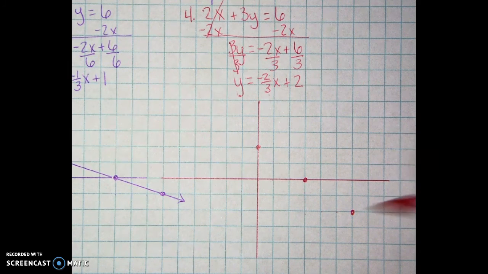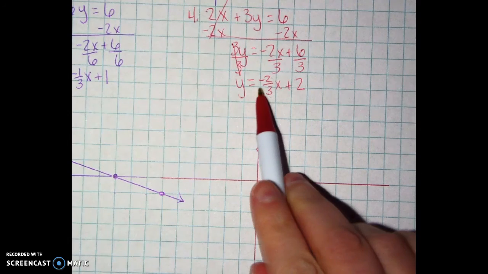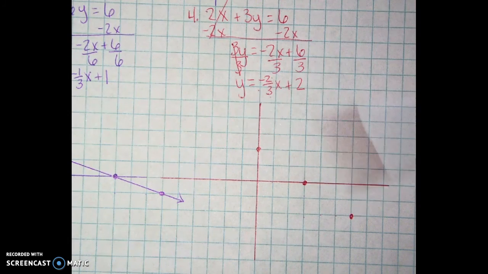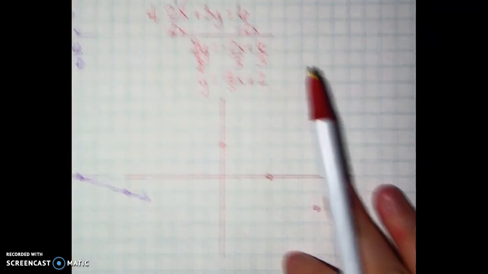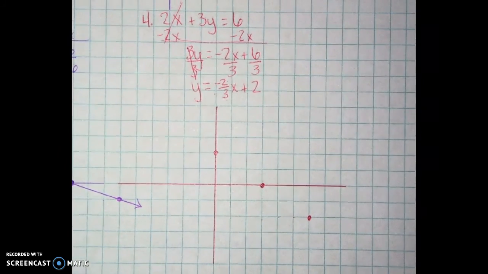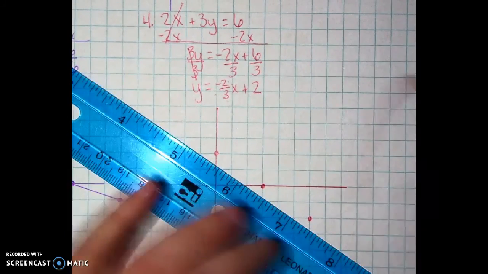And guys, just so you know, if it's a negative slope like this, it needs to go down towards the right. Number 1 had a positive slope, positive 2, so it goes up towards the right. So make sure when you graph these that it's going in the correct direction.